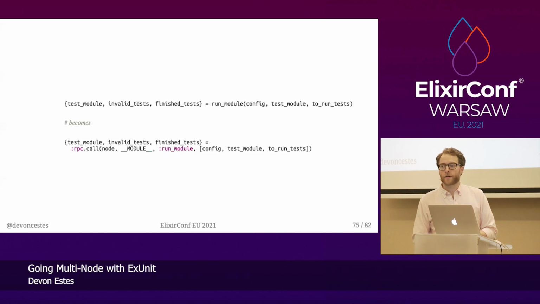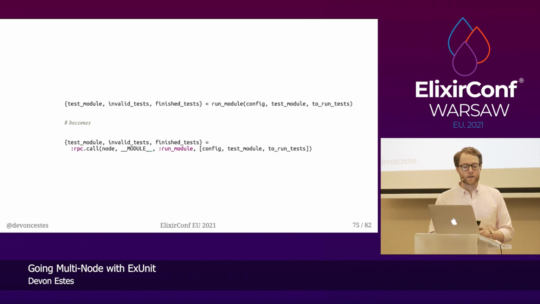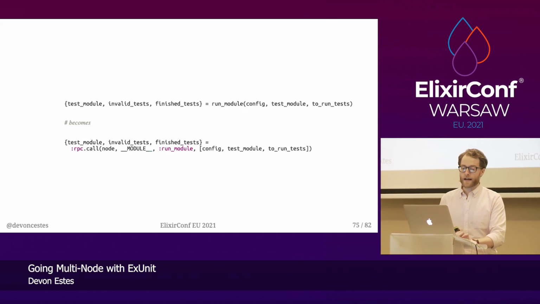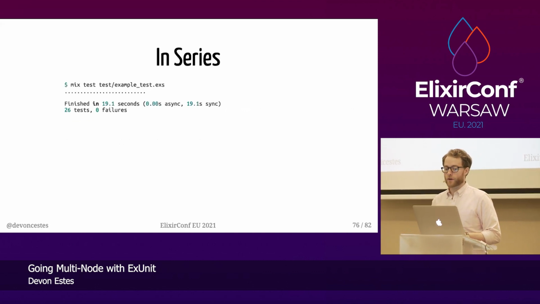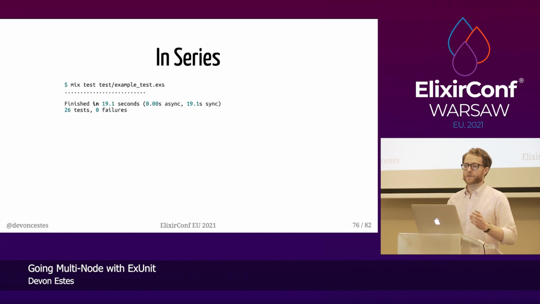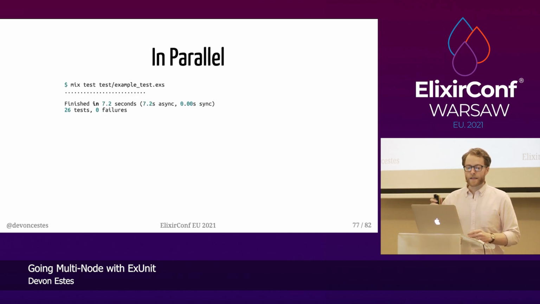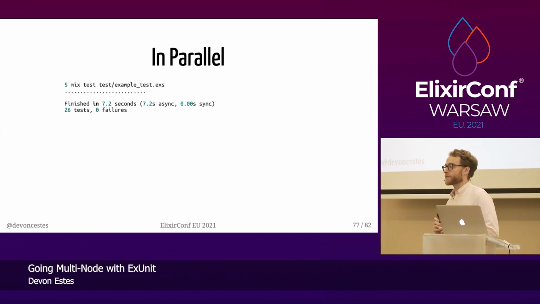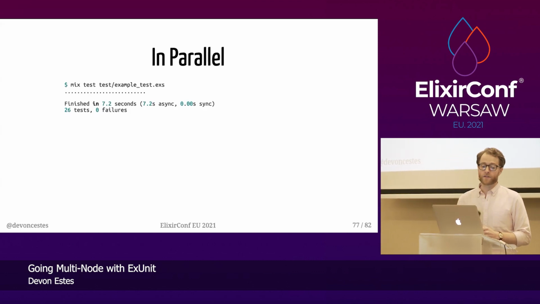But now the most important part: how fast does this run? How much of a difference does it make? Well, we can go back to our benchmarks. So in series, the slowest it could be on a very slow old computer, 19.1 seconds. This is awful. I was almost asleep by the end of it. In parallel, 7.2 seconds, 62% faster, much better, still not good enough.